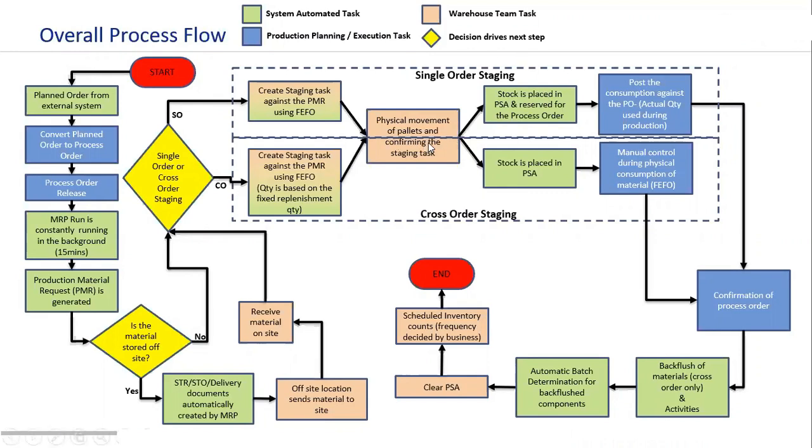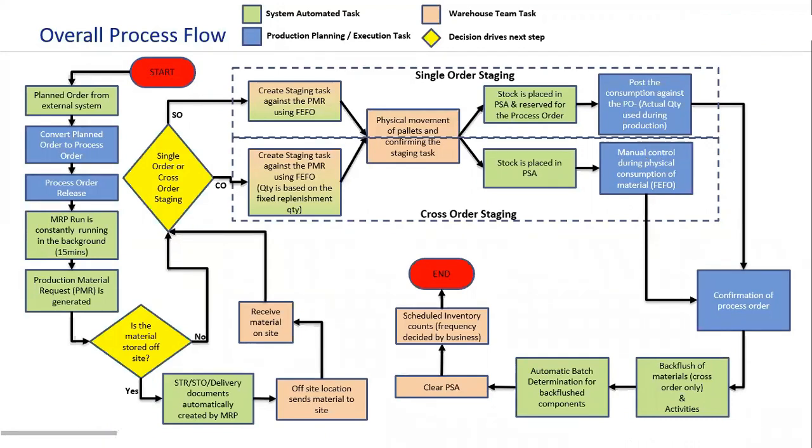So then you've got the physical movement. The person in the warehouse would pick up those warehouse tasks, place it in the PSA, and that's all they have to do, because we'll be using cross order and backflush. Once that warehouse operator has scanned those pallets into the PSA, they're then available for the line side. Obviously the manual control is what we already discussed, that people will have to use it in the correct order as well, because it's all going to be automatic.